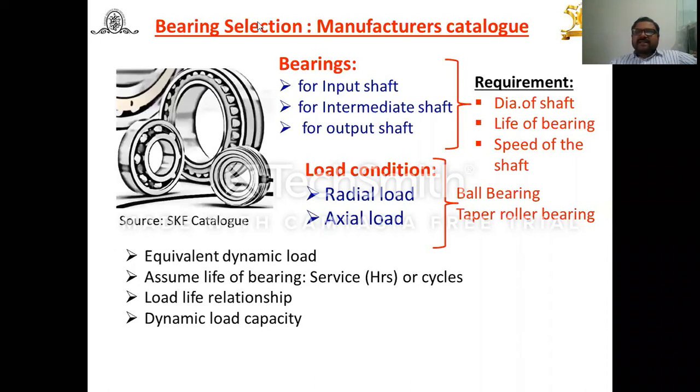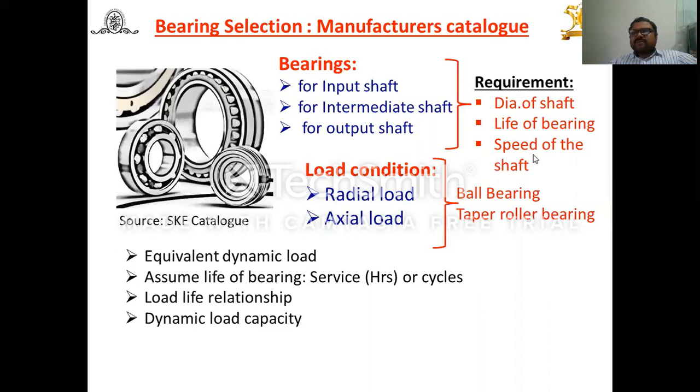But while selecting the bearing, you should know the diameter of the shaft and the life of the bearing. Before selecting it, you have to decide whether this gearbox is used for 8 hours of service or 24 hours of service, and based on that you have to assume the life of the bearing. Maybe in hours, but you can convert it into million revolutions. And how to convert it into million revolutions? 60 N L_h upon 10 raised to 6, you will get million revolutions.